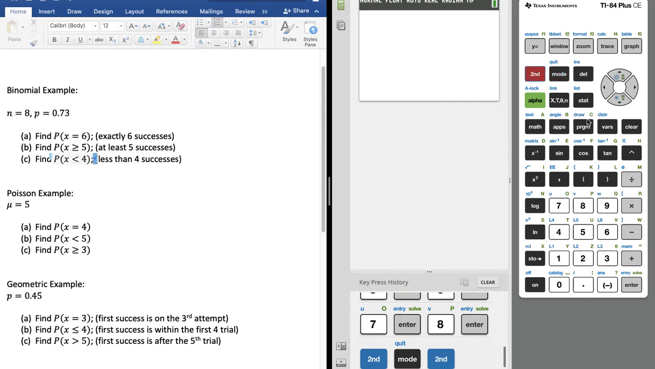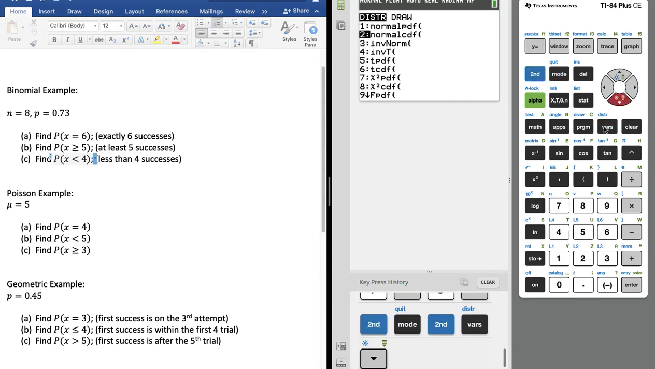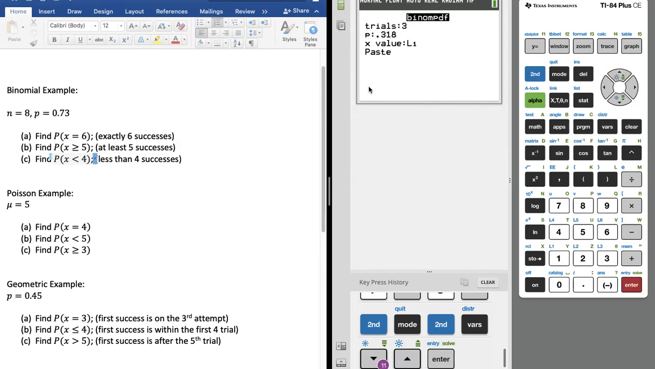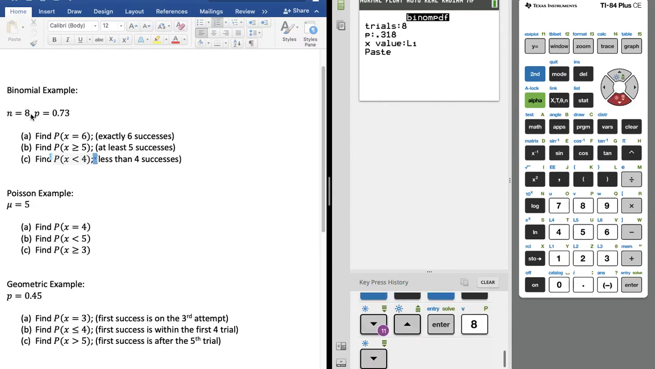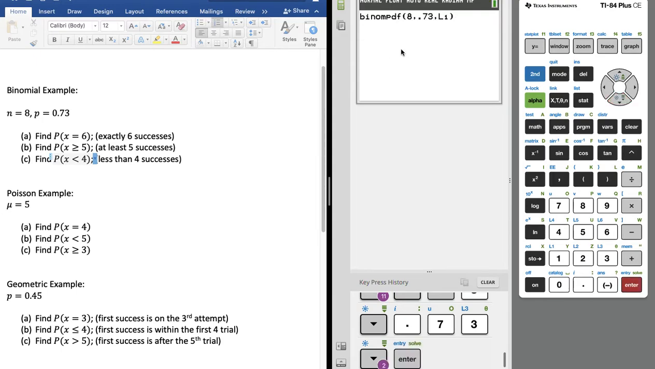So I'm going to go to second, vars, and I'm going to scroll down to binomial PDF. And for mine, it's letter A, okay? And we're going to fill in this information. So the number of trials, remember, is n. So my n is 8. My p is the probability of success, so 0.73. To build the distribution, we're going to use whichever list we put our x values in, okay? And then I'm going to paste.